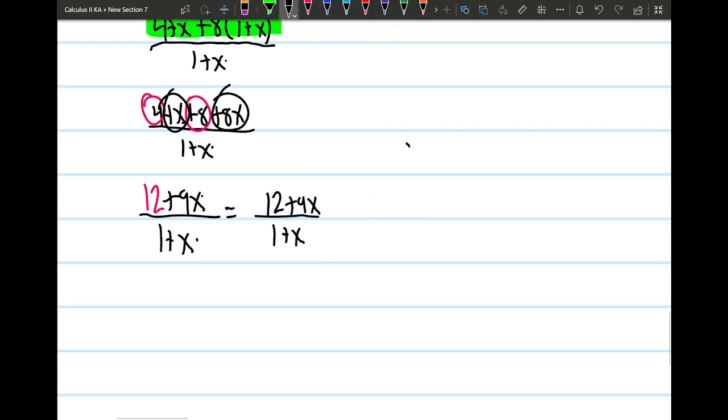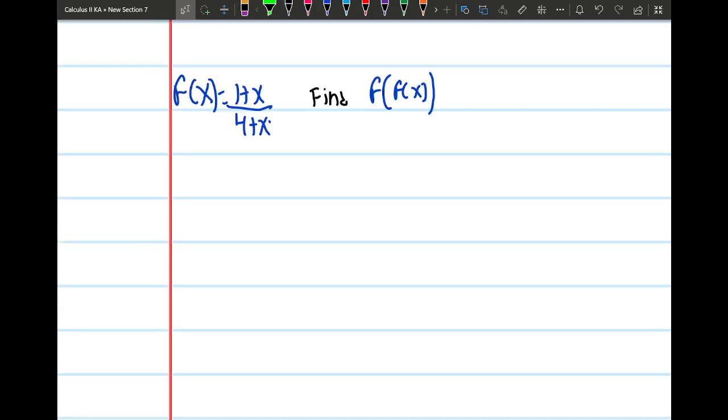You could also say 9x plus 12 over 1 plus x, excuse me. It doesn't matter how you write it as long as it equals the same thing. So this would be our answer for this part of this example.